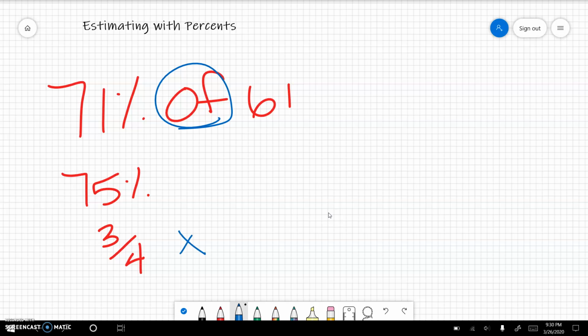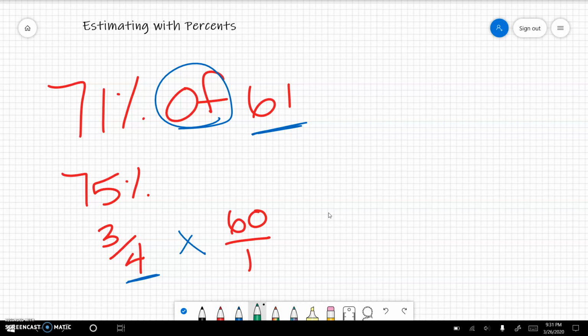Okay? So now the last thing I need to do before I start solving my problem is figure out what my whole number would change to. So I'm estimating. So that means I'm going to make this number as easy as possible. So I want 61 to go with my 4 so that I can simplify. So the number that's closest to 61 that 4 goes into is 60. So I'm going to change 61 to 60, and it becomes 60 over 1, just like that.